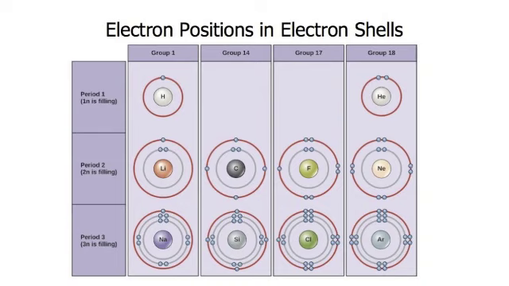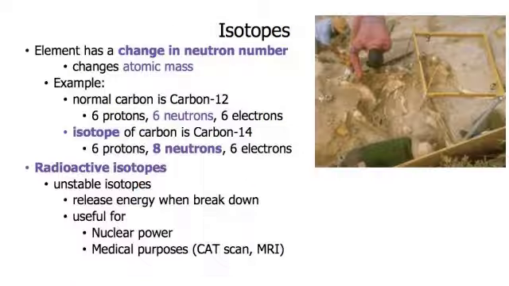So those 2 elements are happy. They become stable. But when they're in their elemental form, they're unstable. So let's table that discussion for now, and let's move on to isotopes.